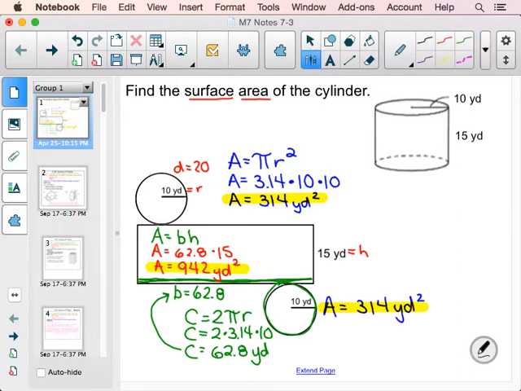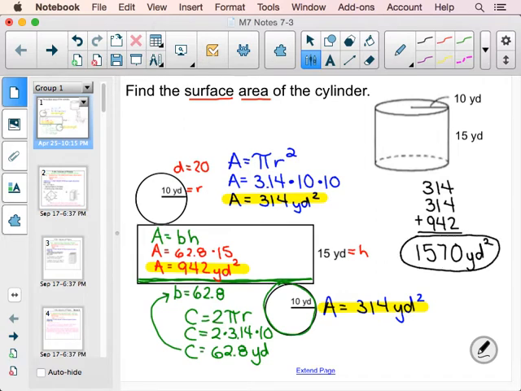So I want to add them all together to get the total surface area. So 314 for the top circle, plus 314 for the bottom circle, plus 942 for the rectangular surface that gets curved. And you get a final answer of 1,570 square yards for the total surface area. So you get the area of the circle, you get the circumference, and use it to get the area of the rectangle, and then you add all 3 of your areas together. Make sure you don't add the circumference in there.